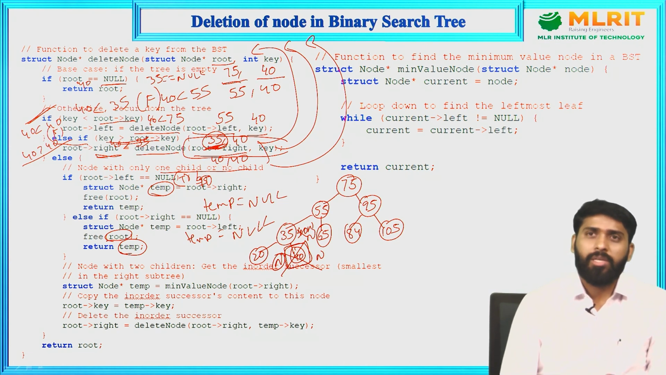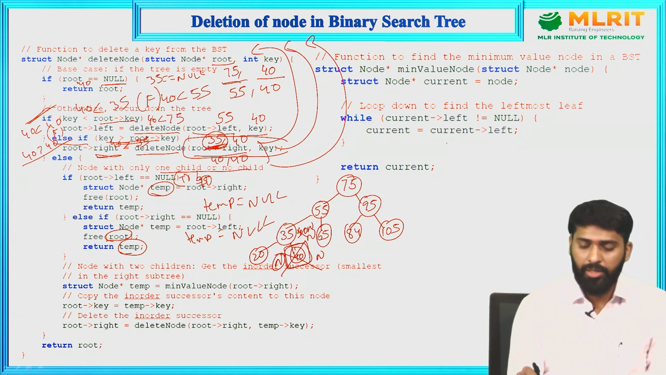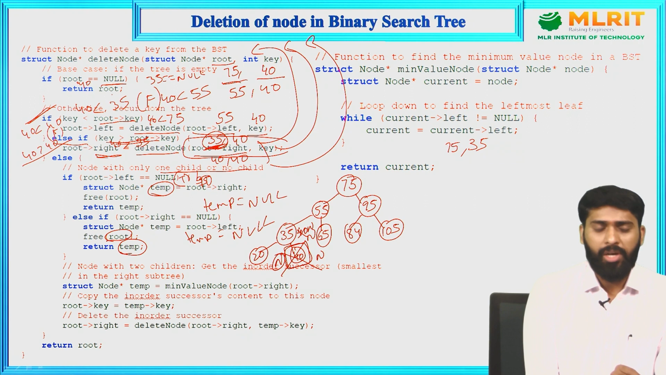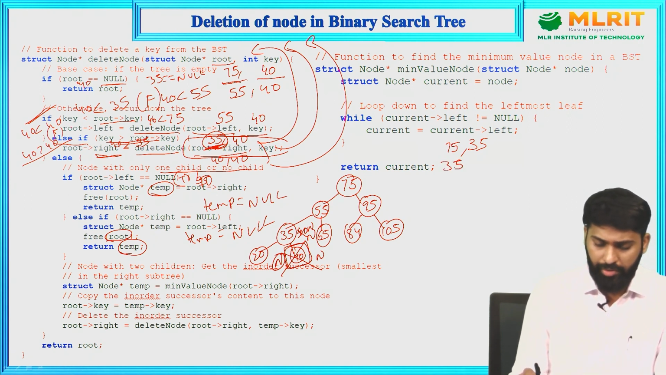Now consider case 2. If I try to delete 35, 35 has only one child. Now we see the same algorithm. The key is 35, and the root is 75 in the first iteration. 75 is the root, and the key is 35. Does 75 equal null? False. Move to here. What is the key? 35. Is it less than 75? Yes, it is true.